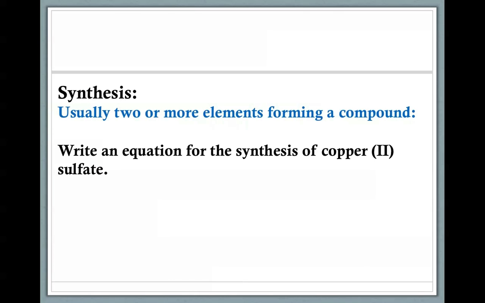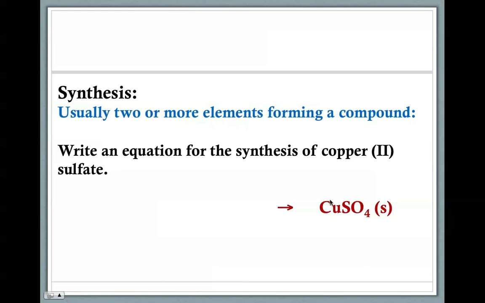Alright, synthesis is usually two or more elements that are forming a compound, or we could have two or more compounds that are forming a more complex compound as well. So write an equation for the synthesis of copper 2 sulfate. In this case, I'm going to start with copper 2 sulfate. So I'm going to balance out my charges, knowing that copper has a +2 charge from the Roman numeral and that sulfate is a -2.